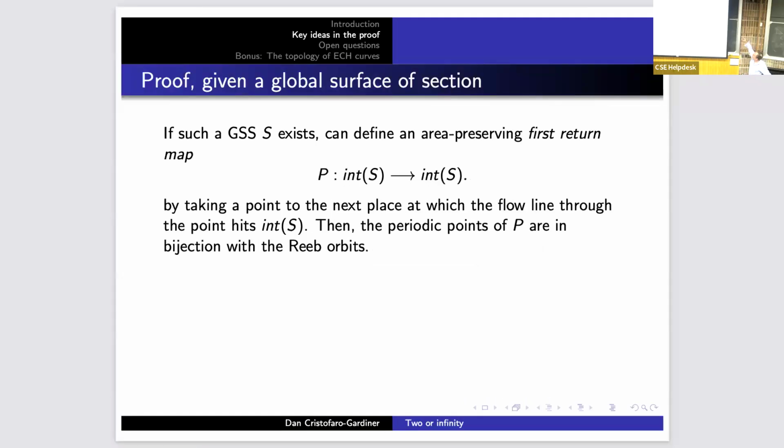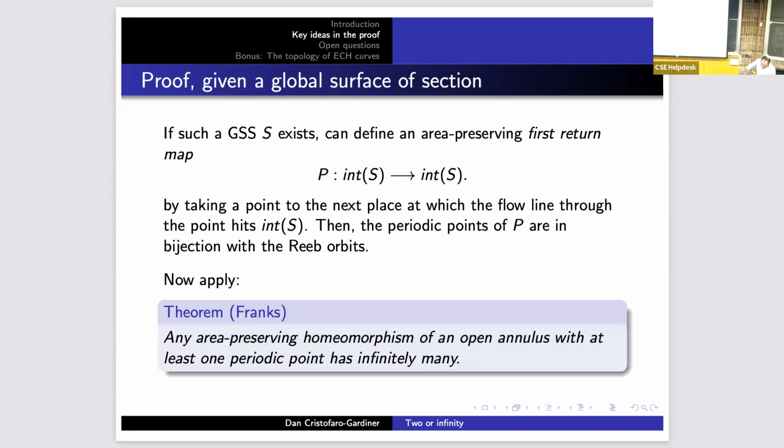As I was saying, if you have such a global surface of section, you have this Poincare return map. I walked you through how it works. You can check that it actually preserves d lambda, which is an area form. So it's not just any map of an open annulus, it's an area preserving map of an open annulus. The periodic points are in bijection with the Reeb orbits, and there's a famous theorem of Franks, from the 90s or something, which says that if I have an area preserving homeomorphism of an open annulus, which doesn't even have to be smooth, then if it has at least one periodic point, it has infinitely many.